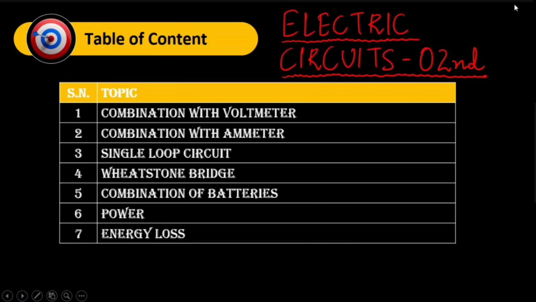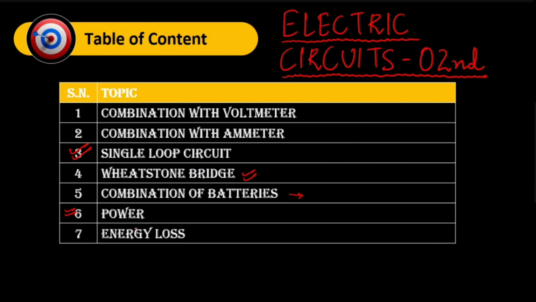So this is going to be the second lecture of electric circuits, and in this lecture we are going to see what the different components in a circuit are which we need to understand. We are going to look at some single loop circuits, another type of circuit which is called the Wheatstone Bridge. Then we are going to see what combinations of batteries look like.